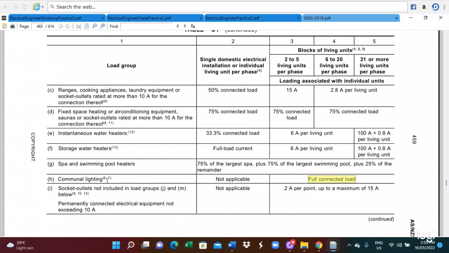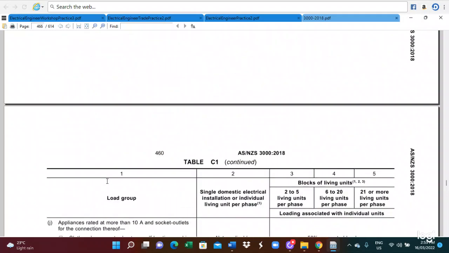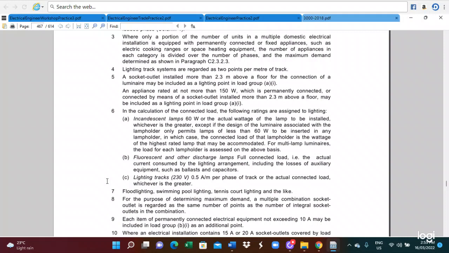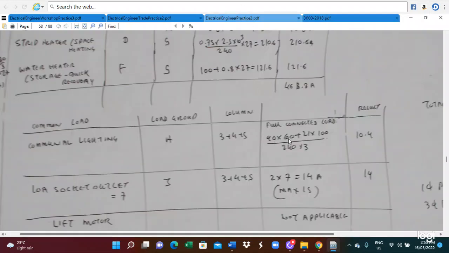So the communal lighting 6 to 7, the full load 6 to 7 also you look at. So the incandescent load, 6 is an incandescent load, 60 watt load. So in this case 60 watt, and also fluorescent light and the lighting track is given here. So therefore for the communal lighting system, we use 60 kilowatt.